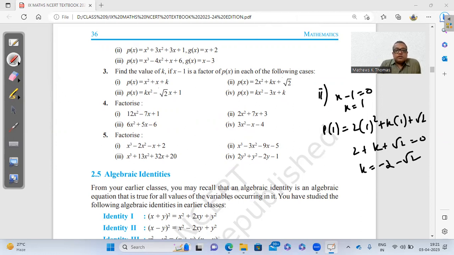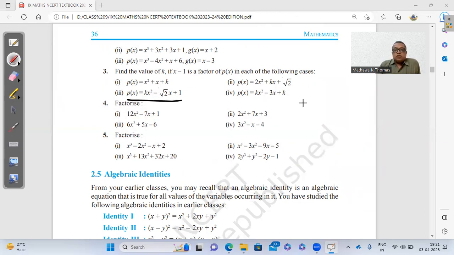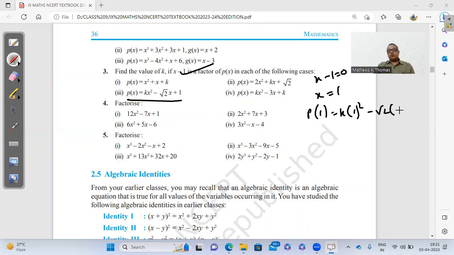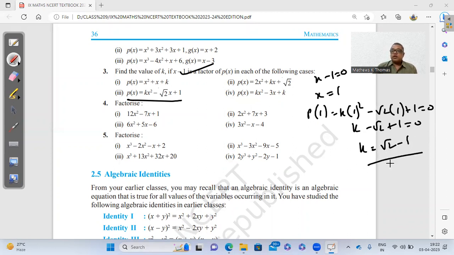Then we come to the third part, that is Px is kx square minus root 2x plus 1. Third part, I am putting again x value as 1, x minus 1. This is a constant for all the four parts. So when I am putting x as 1, I'll get k into 1 square minus root 2 into 1 plus 1 is 0. So k minus root 2 plus 1 is 0, right? K into 1 square, 1 square is 1 itself. So k minus root 2 plus 1. Now what is going to happen here? K will be, I'm going to shift this to the other side. It will become positive. Root 2 plus 1 will go outside, it will become root 2 minus 1. So k value is root 2 minus 1.